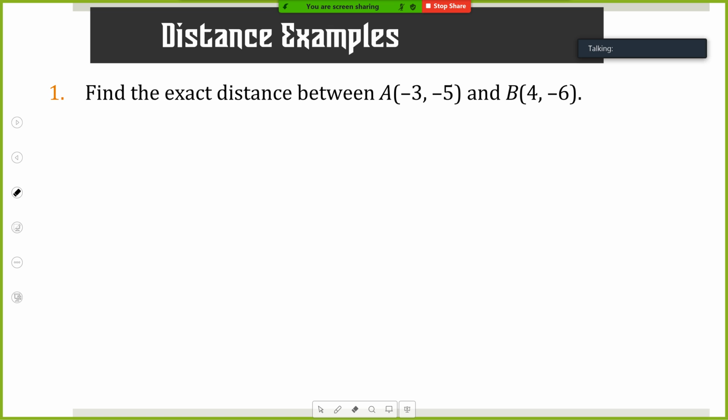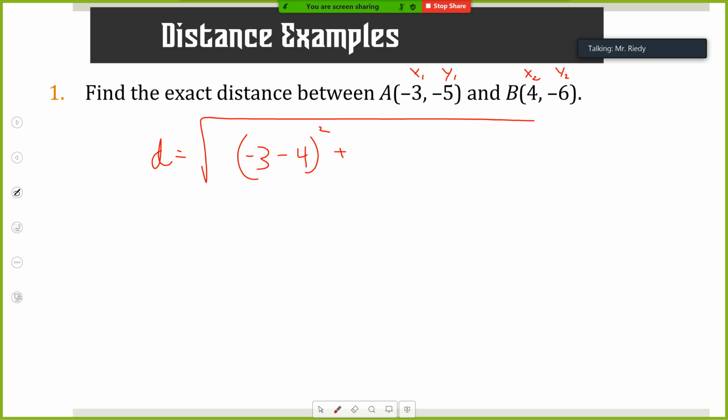Okay, go ahead. Distance is equal to the square root of, okay, go. Actually, no. Notice x1, y1, x2, y2. So it would be 4, right? Yeah. -3 minus 4, quantity squared, plus -5 minus 6, or plus 6, quantity squared.